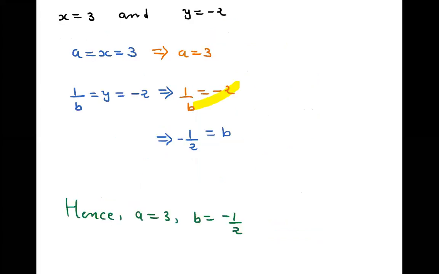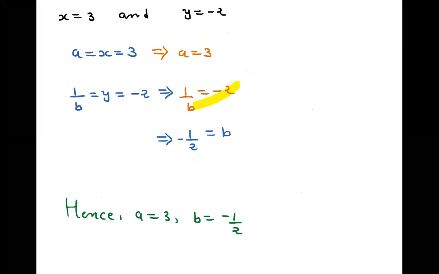So I replace x and y with a and b. Your first supposition term a is equal to x and x is 3. So your a is 3. Second supposition term is 1 upon b is equal to y and your y is minus 2. For that, your 1 upon b is also minus 2.